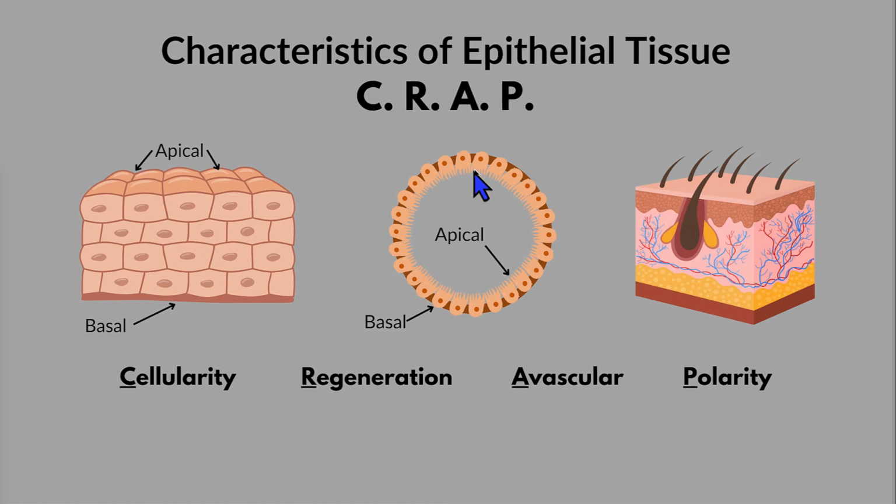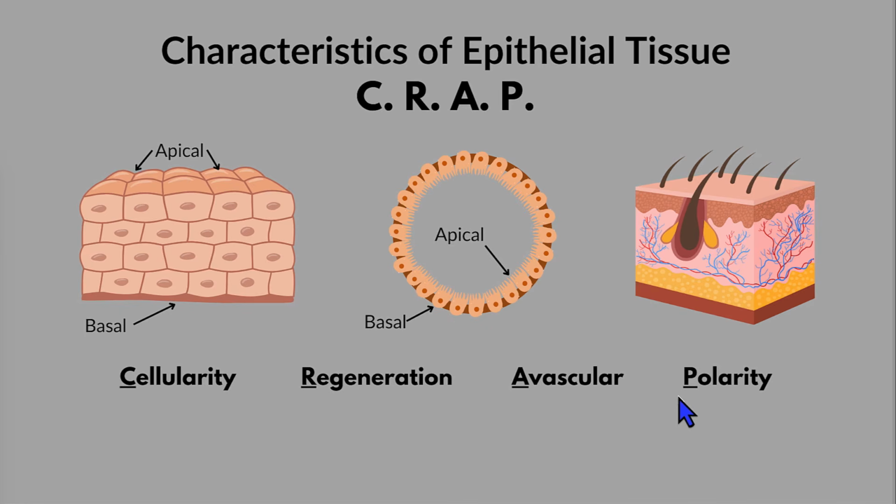So that edge, and then the base, like the outside of the tube or outside of the hose, this is the basal surface. So we can describe it as a top and bottom, like the skin, or the inside and outside of a tube. So, 4 characteristics of epithelial tissue: cellularity, regeneration, avascular, and polarity.